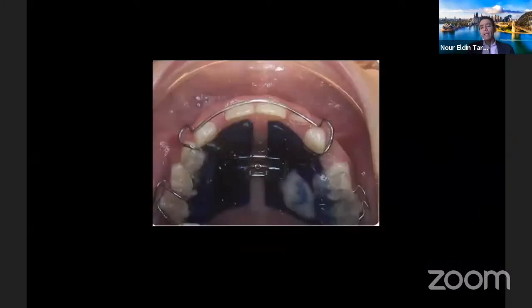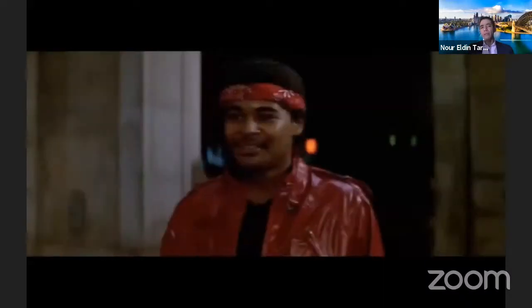So when I look at that, now I really don't like to call these expanders anymore. I don't think they do the same as what we get with our bone-borne expanders.